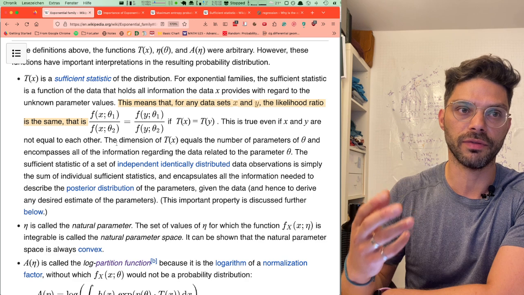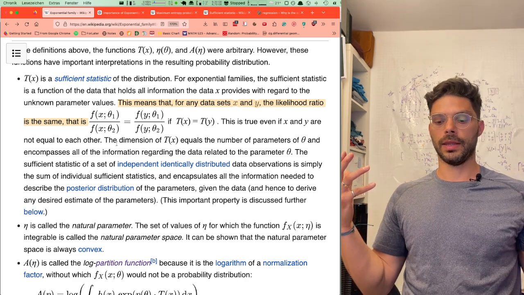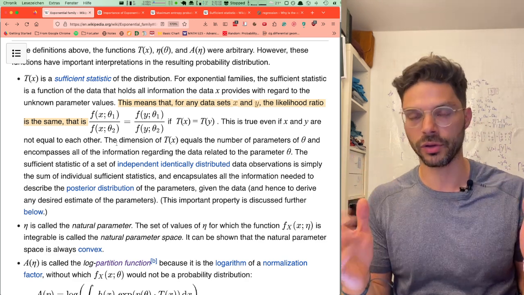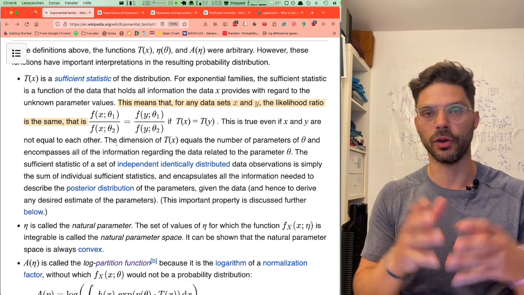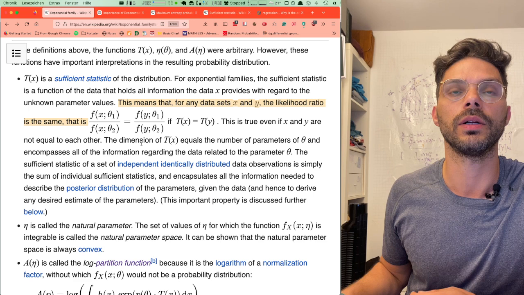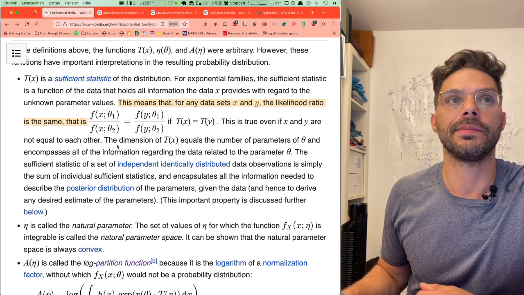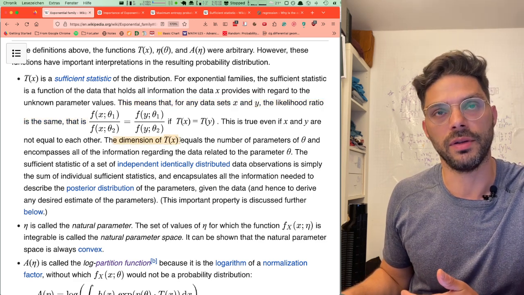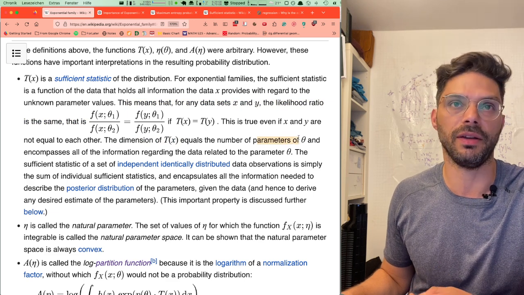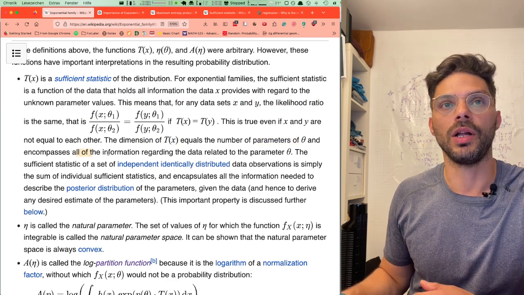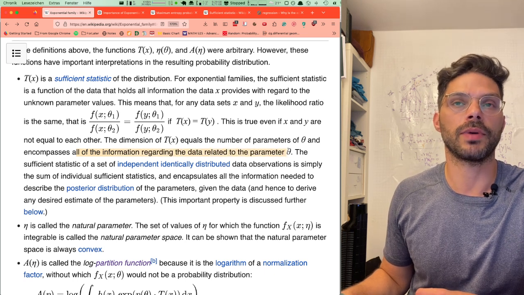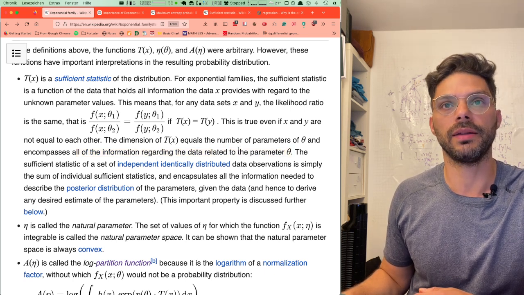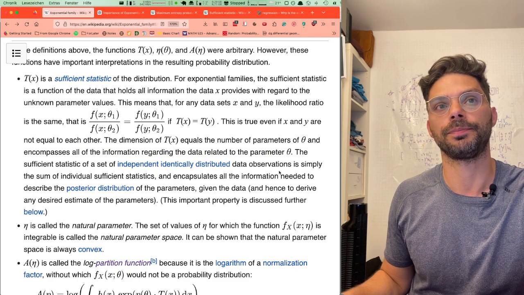And for the exponential family, they have these finite dimensional sufficient statistics that don't grow with the size of the data set, which is really cool. So the dimension of the sufficient statistics equals the number of parameters of theta, and encompasses all the information regarding the data relating to the parameter theta.